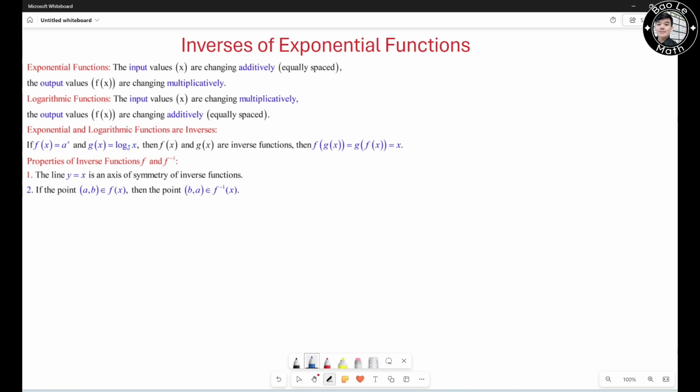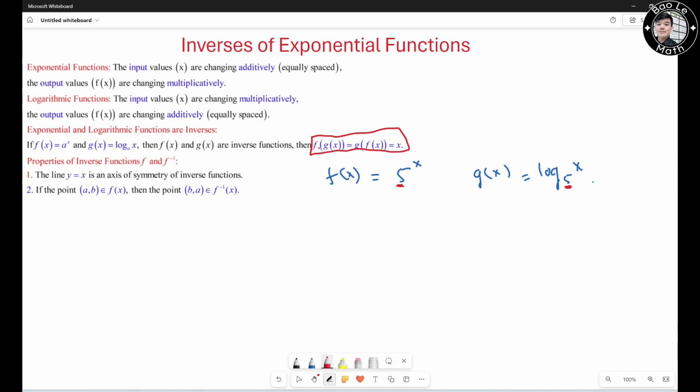Now let's move on to the next example. Given two functions f of x equals 5 to the x and g of x equals log base 5 of x, we need to prove that the two functions are inverses of each other. Based on the properties, keep in mind the base of the exponential function must be the same as the base of the logarithmic function, so they are inverses of each other. Keep that in mind when you do the multiple choice questions.